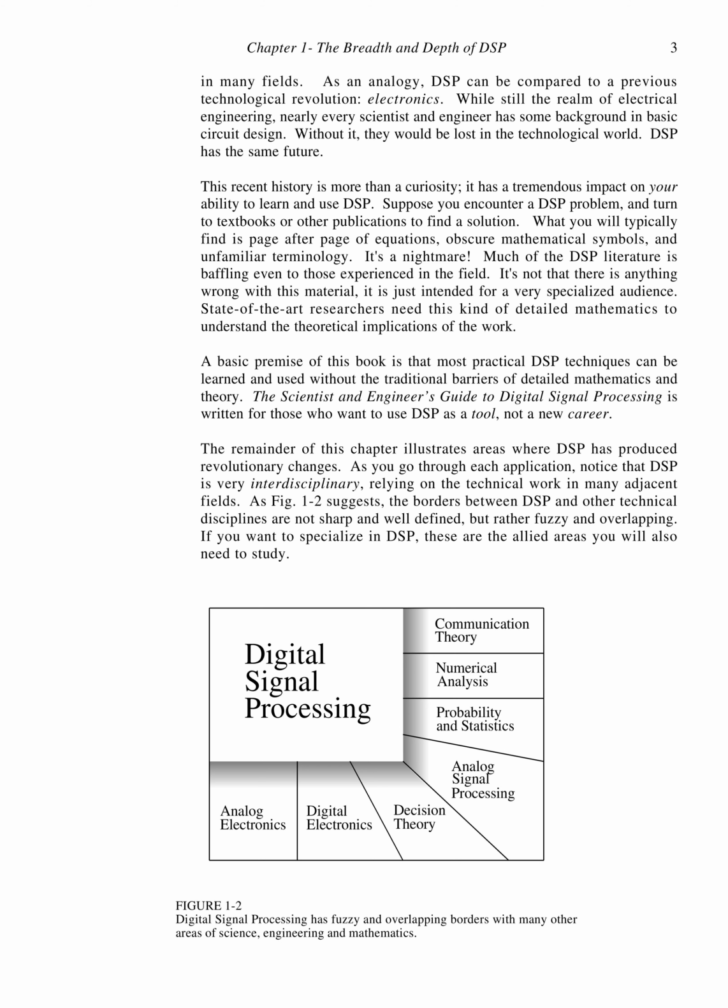Chapter 1: The breadth and depth of DSP. Digital signal processing, communication theory, analog electronics, digital electronics, probability and statistics, decision theory, analog signal processing, numerical analysis. Digital signal processing has fuzzy and overlapping borders with many other areas of science, engineering, and mathematics. As an analogy, DSP can be compared to a previous technological revolution: electronics. While still the realm of electrical engineering, nearly every scientist and engineer has some background in basic circuit design. Without it, they would be lost in the technological world. DSP has the same future.